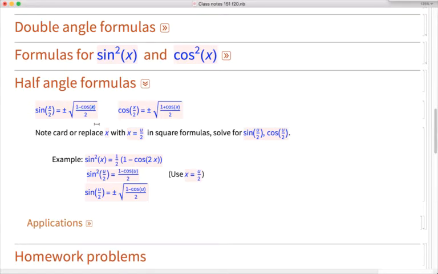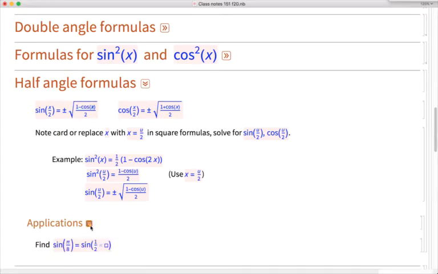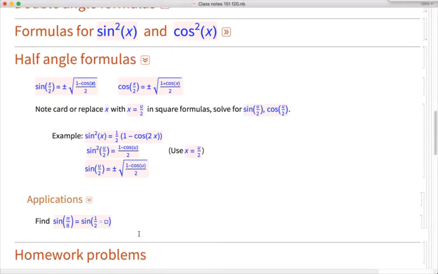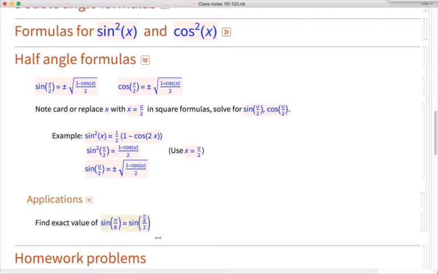Okay, so we'll do an application here, try to compute sine pi over 8. Again, we want the exact value. And we don't know it. We don't know our pi over 8s. We do, however, know our pi's over 4, and so that's the key observation here. And so we can use the half angle formula for sine. Maybe it would be more helpful to write it this way.